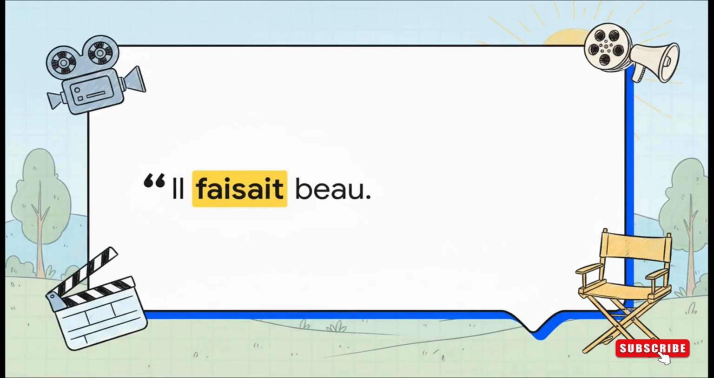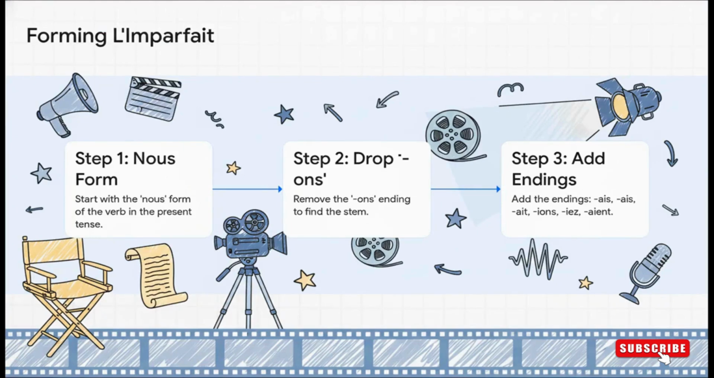And here's the classic example. "Il faisait beau." The weather was nice. See? It wasn't nice for just a split second and then it was over. It was a continuous state, an ongoing condition. This is the perfect backdrop, the atmosphere for the story you're about to tell. And you know what the best part is? Forming the Imparfait is actually super straightforward. It's really consistent, which is great news.